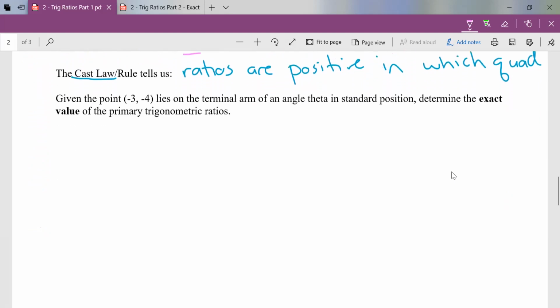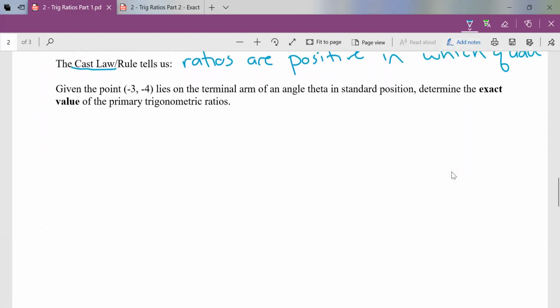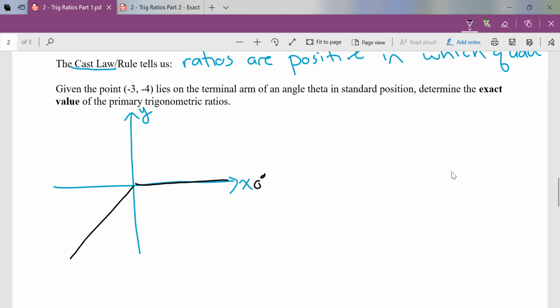Let me show you how this works. It's really easy. So, given the point (-3, -4) lies on the terminal arm of an angle theta in standard position, determine the exact values. Okay, so I read that word, standard position, Cartesian plane. There's x, there's y. It says we have a point on a terminal arm. So that means we've started at 0 degrees and there's our terminal arm and it's rotated to wherever we're ending up. (-3, -4) is down here, quadrant 3.